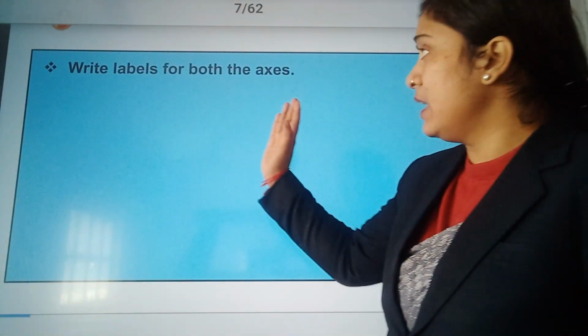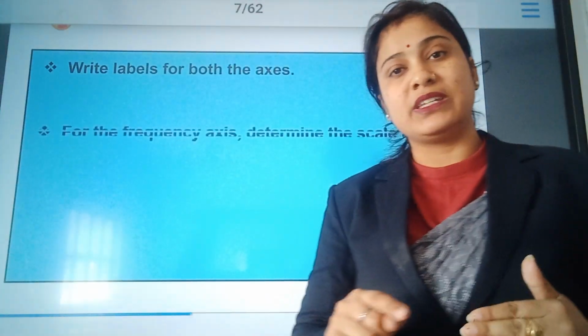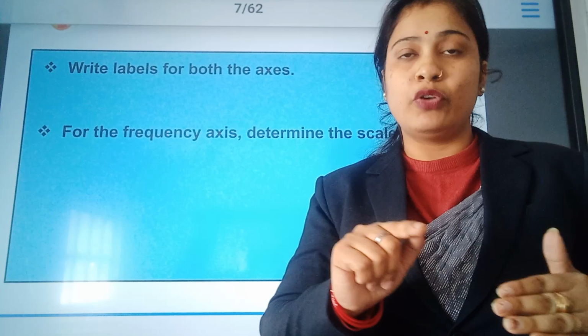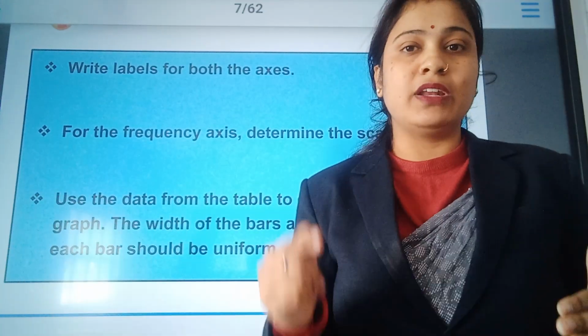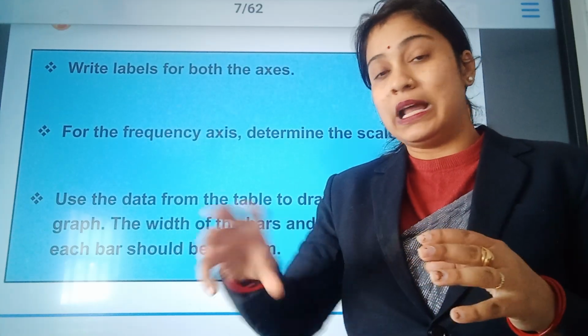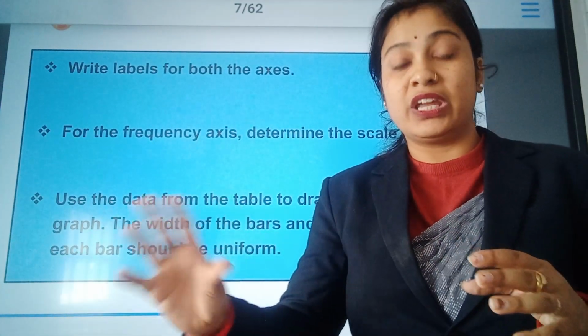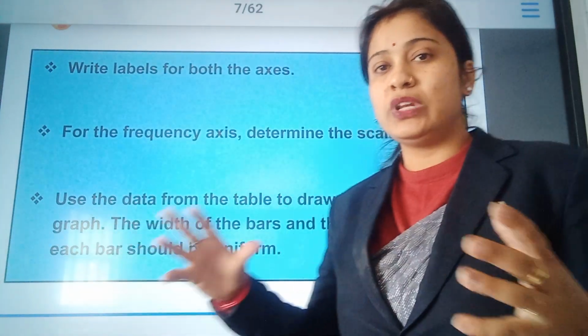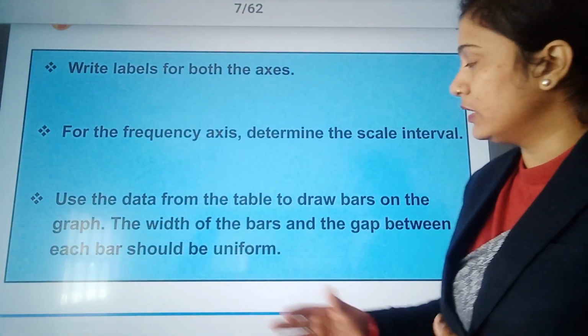Then, write labels for both the axes. We write what label has to be given along the x-axis, and where the frequency should be, along with the class mark, the class interval, or the given observation about which we have to draw the graph. All those things we have to label along the axes.